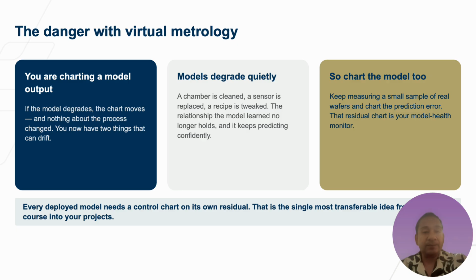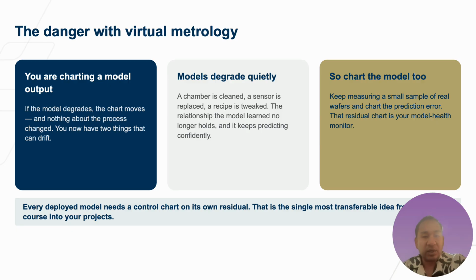And there is a danger. It is the one you will meet in your own projects. You are now charting the model output, and if the model degrades, the chart moves and nothing about the process changes. You have two things that can drift instead of one. And the models degrade quickly. A chamber gets cleaned, a sensor is replaced, a recipe is tweaked. The relationship the model learned no longer holds, and the model does not know that. It keeps predicting confidently with no indication that inputs have moved outside the domain it has been trained on.